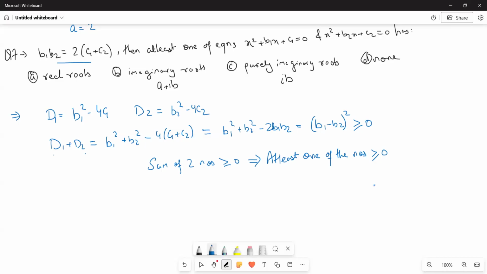So at least one of the numbers, that is to say, either D1 is greater than or equal to 0 or D2 is greater than or equal to 0, for sure. But either of them becoming greater than or equal to 0 will imply what? That at least one of these equations has real roots. So the answer is option A. At least one of them will have real roots.